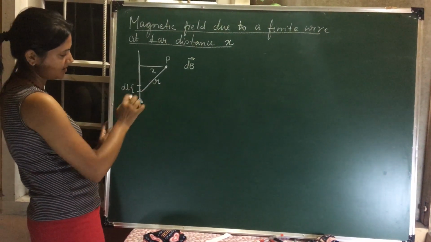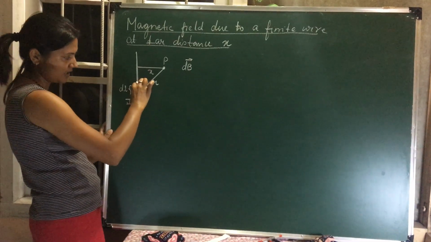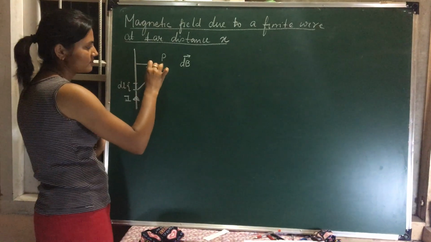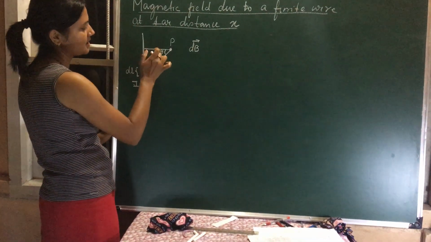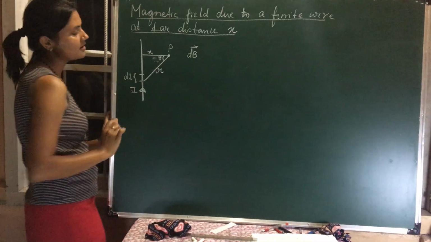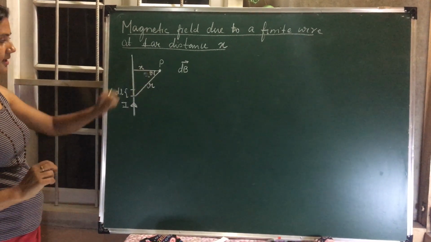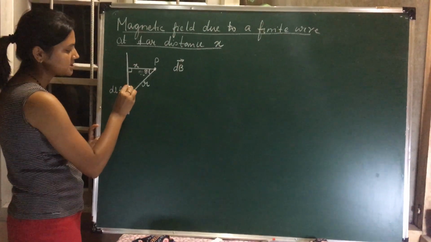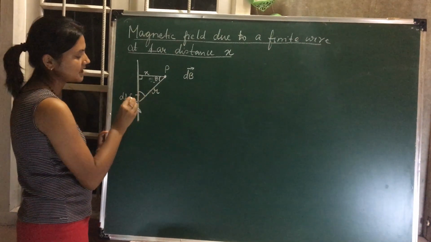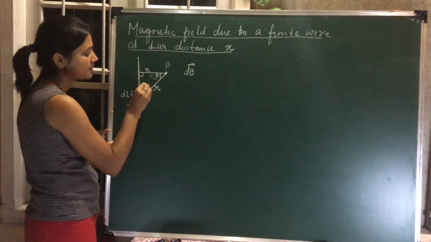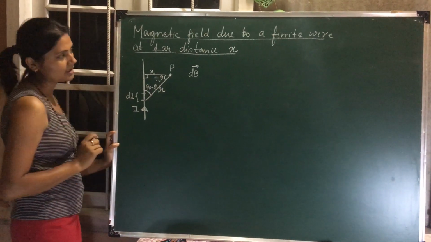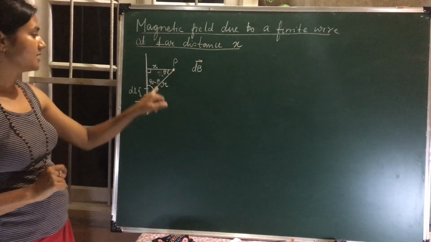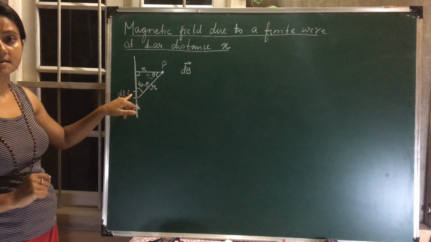Okay, one more thing. Let us choose this elemental section is making an angle theta at the center. Okay, let it make angle theta at this point. All right. If this is theta, this is 90 degree, then what is the measure of this angle? This angle is what? It will be 90 minus theta. The only thing given is x, nothing else. These are all our assumptions.